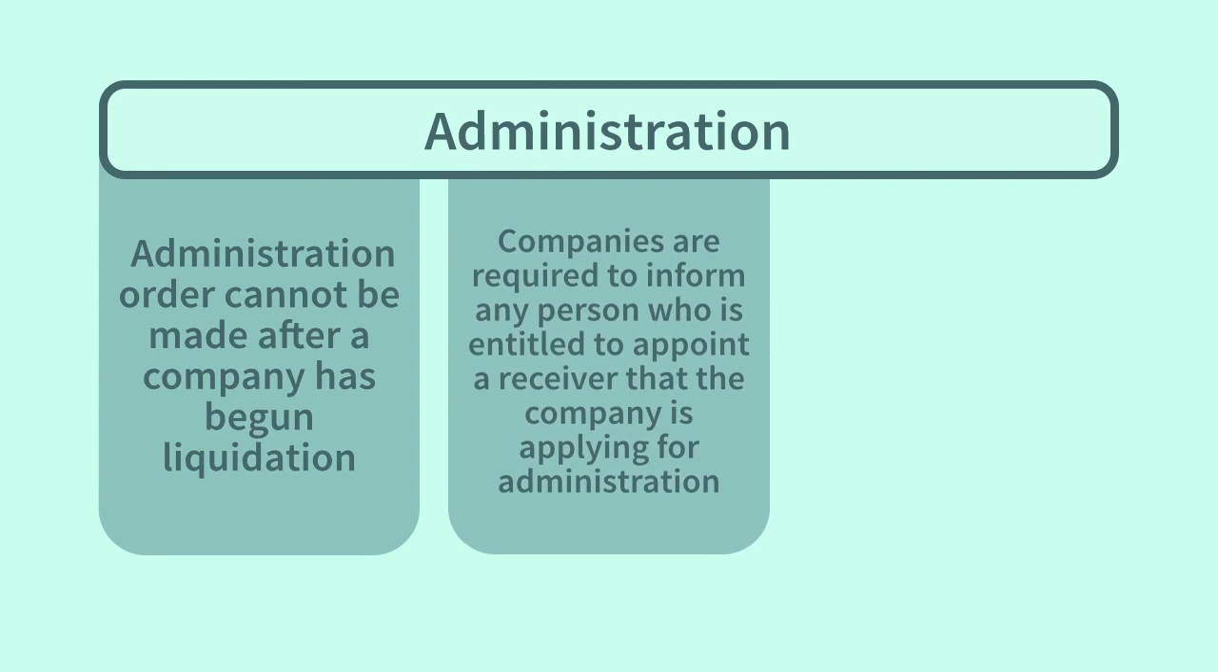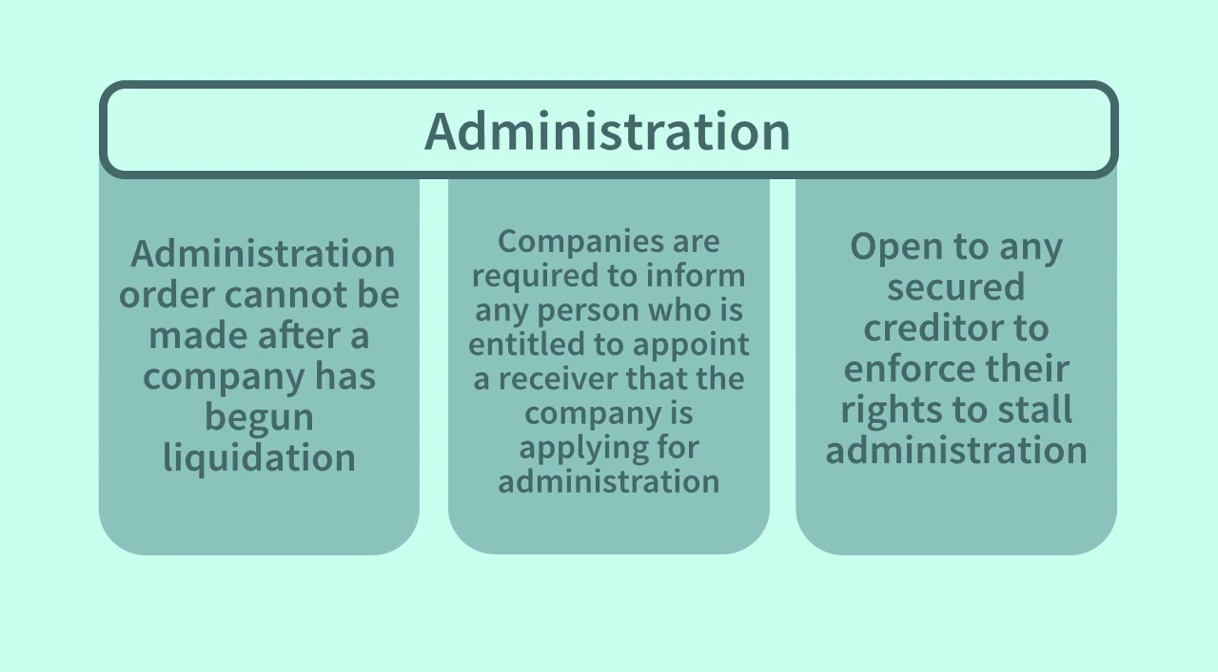Companies are required to inform any person who is entitled to appoint a receiver of the fact that the company is applying for an administration order. It is open to any secured creditor to enforce their rights and to forestall the administration procedure. This will cause the secured creditor no harm, since their debt would more than likely be covered by the security, but it could well lead to the end of the company as a going concern.